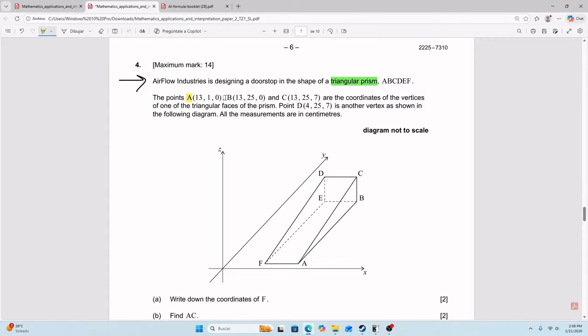They give us the points A, B, and C, which are these guys here, that are exactly on one of the triangular faces of the prism. So ABC forms that triangle here. And then they tell us a little bit randomly, although the IB never gives you something randomly. It's always useful. They give you point D, which is way up here on the other end of the prism. All measurements are in centimeters. Let's include that in our answers. And so for part A, you need to find the coordinates of F, which is this guy here.